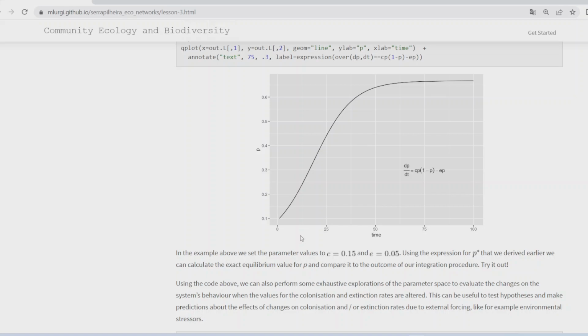Hi. I understood, but why do we have to multiply C times P and then multiply by 1 minus P? Why is it not just C times 1 minus P? Because the colonization rate depends on the ones that are occupied times the ones that are not occupied. The ones that are occupied will be able to give things to the other ones, right? So, yeah. Yes, thank you.